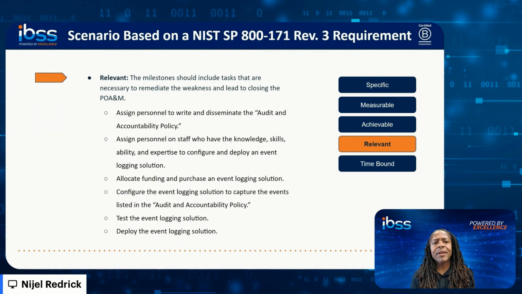Relevant. So let's take a look at our milestones again. We want to make sure that all of these milestones are relevant to addressing the objectives of our POAM. Certainly, assigning personnel to write and disseminate an audit accountability policy, assigning personnel to configure and deploy the solution, allocating funding and purchasing the solution, configuring the solution, testing the solution, and deploying it. All of those, I think we can agree, are relevant.